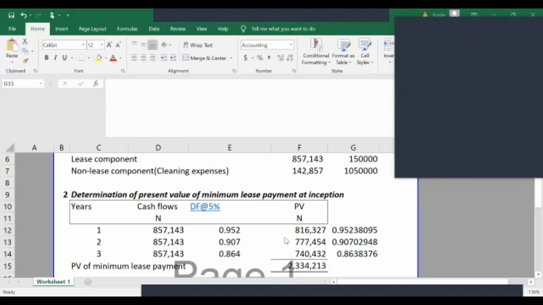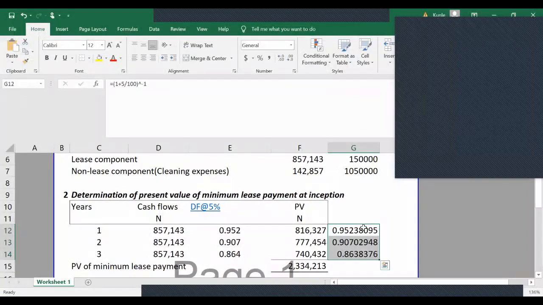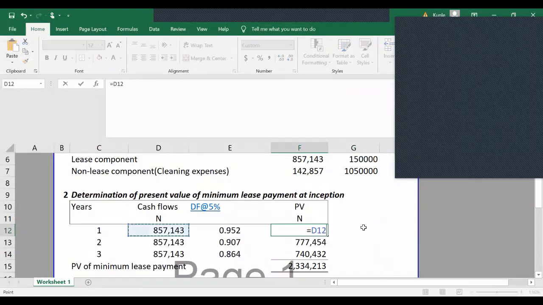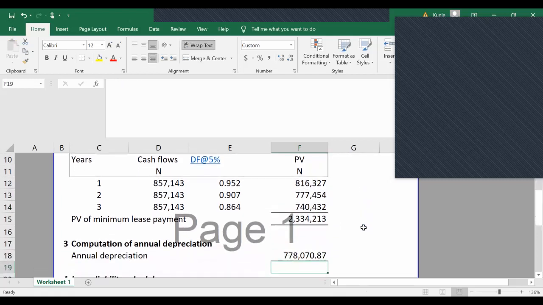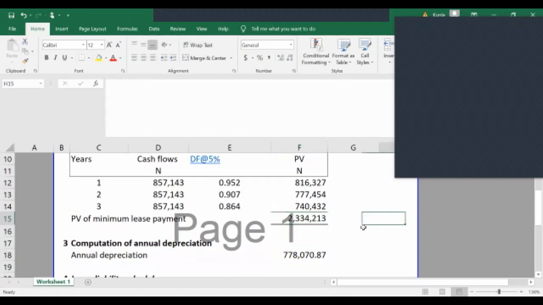So we can go on. The present value is the multiplication of your discount factor with your cash flow. So simply say your discount factor multiplied by your cash flow. And if you drag this down, it gives you the present value of each of the cash flows on the rent, lease component. The addition of these will give you 2.3 million. This is the amount you will recognize as your right of use asset.